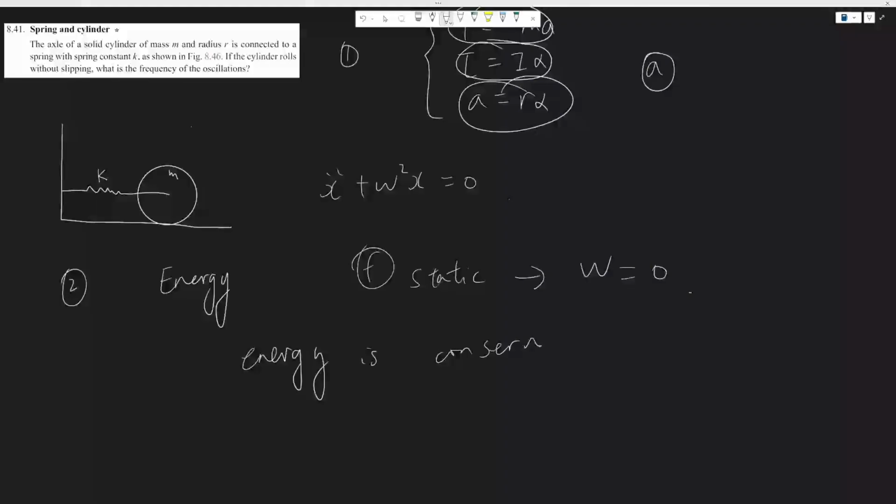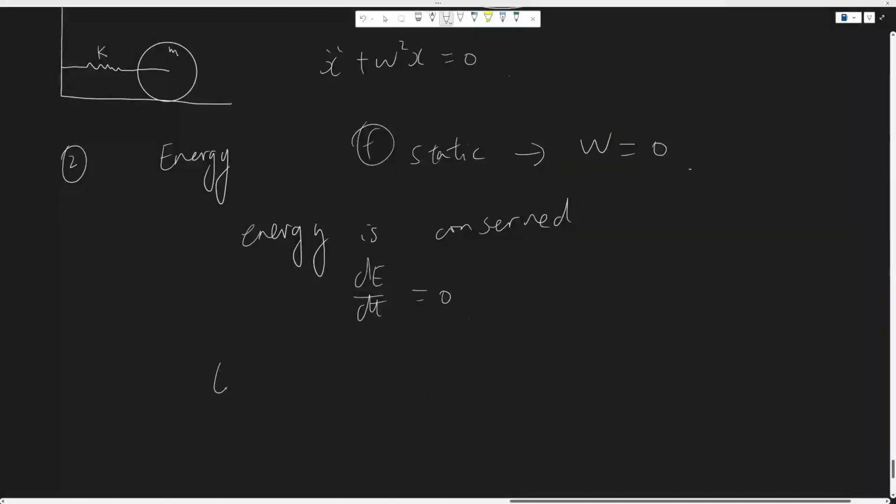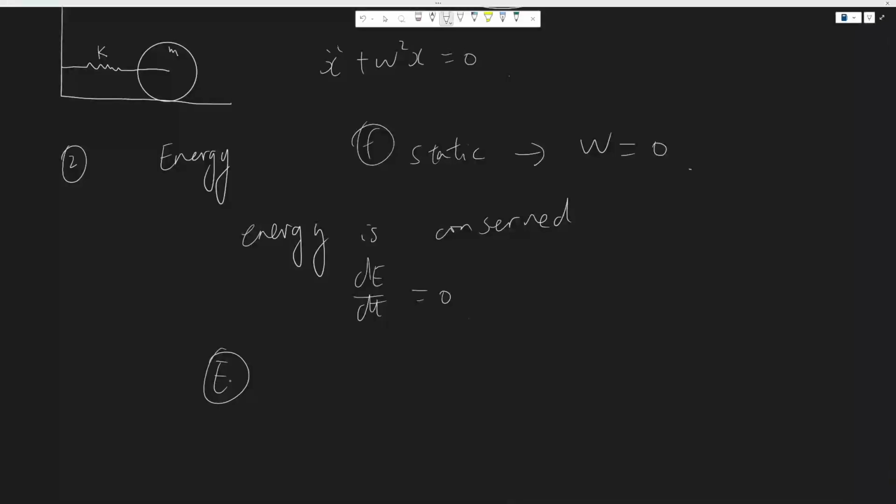Well, what does this mean? It means that dE/dt equals 0. That means E doesn't change. The derivative of E with respect to time is 0. So now all we have to do is write out an expression for total energy, and then take its time derivative, and hopefully we can get some formula that looks like this. And we probably will. So let's try.